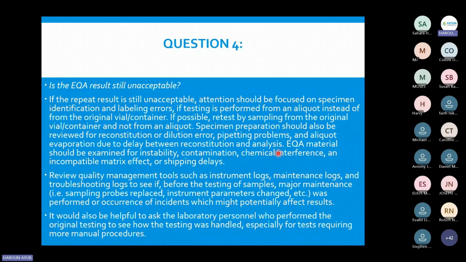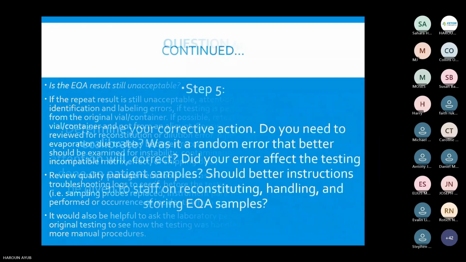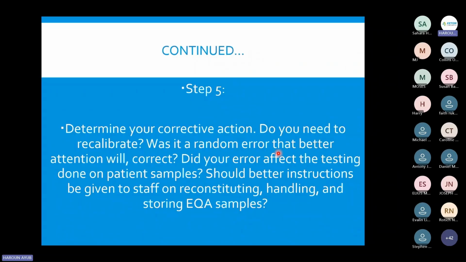Review the quality management tools for your lab. Ask the laboratory person who performed the original test to see if the testing was handled correctly. So if you're the lab manager and you're reviewing, you can also check on that. Determine the corrective actions that you need to take. Do you need to recalibrate? Was it a random error? Did you find the source of the error? And how were you able to check on it and handle it?